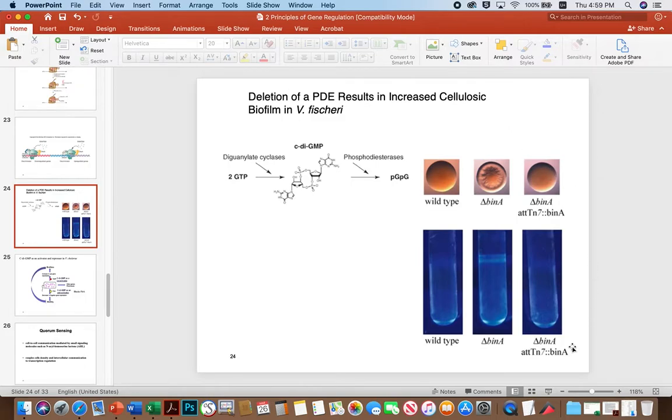Over here, in any good molecular biology experiment, you have to complement the mutant, meaning you add the gene back just to show that you can get a restoration of the wild type phenotype. And so that's what she did there. So again, the binA gene was then reinserted into the binA mutant to restore the wild type phenotype. So again, that shows you how these diguanylate cyclases and phosphodiesterases work towards biofilm formation in a particular bacterium.